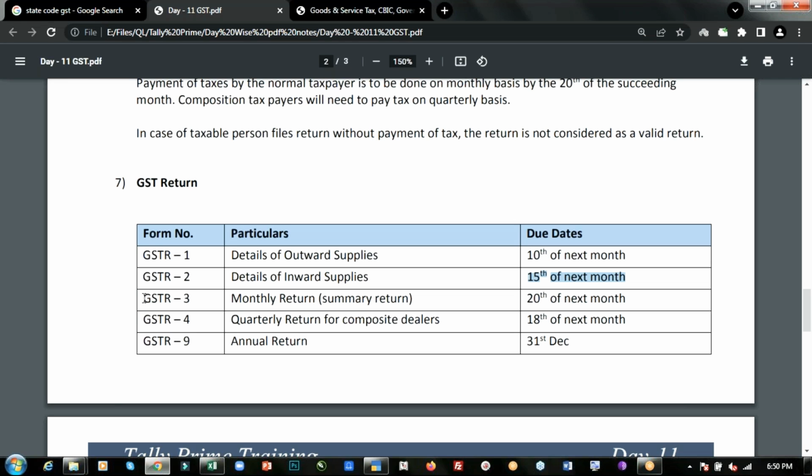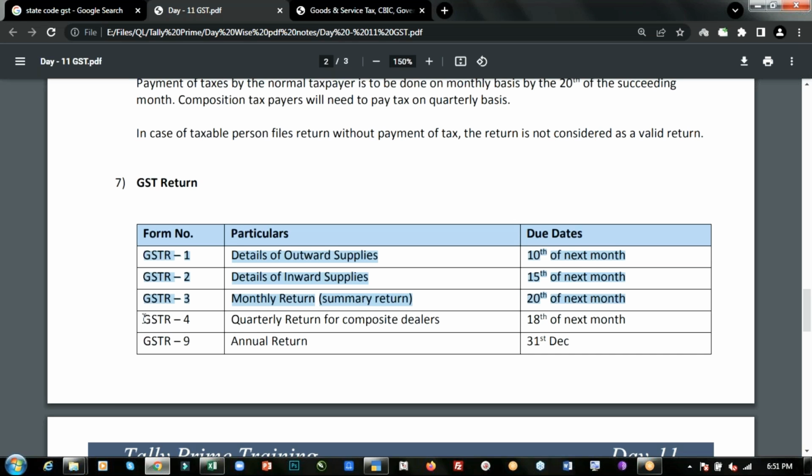Then GSTR3. GSTR3 is for the monthly return, or we can say summary return. The due date is the 20th of the next month. In GSTR3, both purchase and sales summary will go. Not the detailed form, only the summary will go in the GSTR3 return. These three, GSTR1, GSTR2, GSTR3, are for the regular dealers. They have to file these returns on a monthly basis.